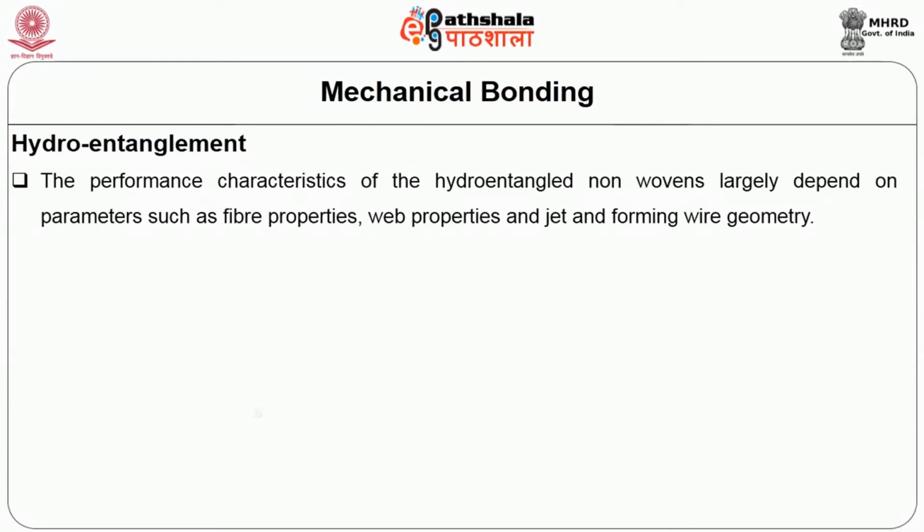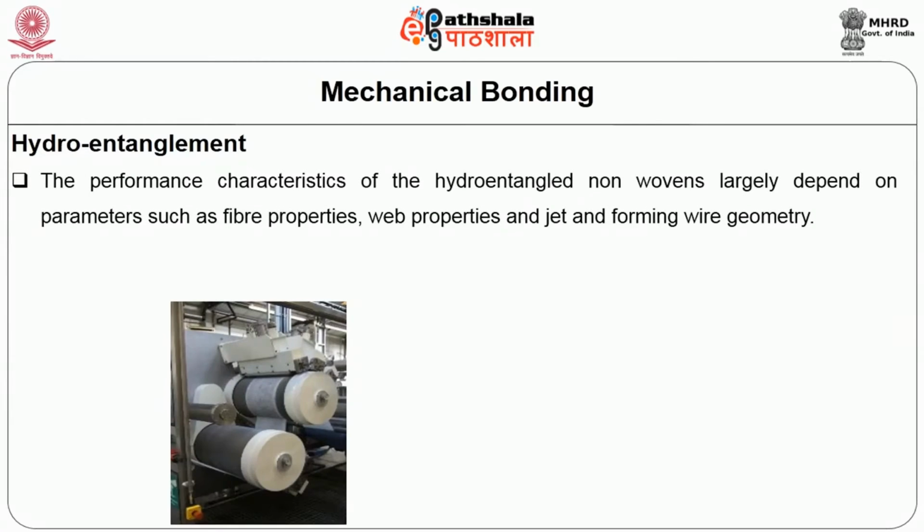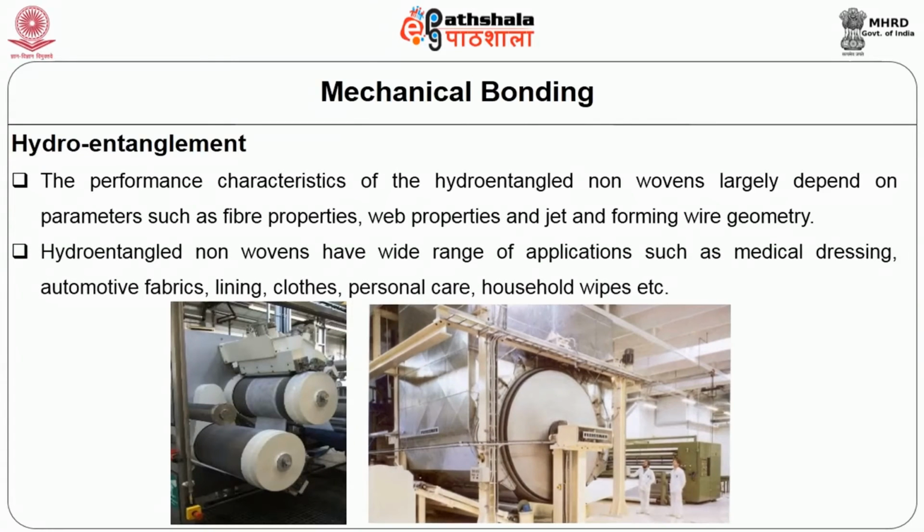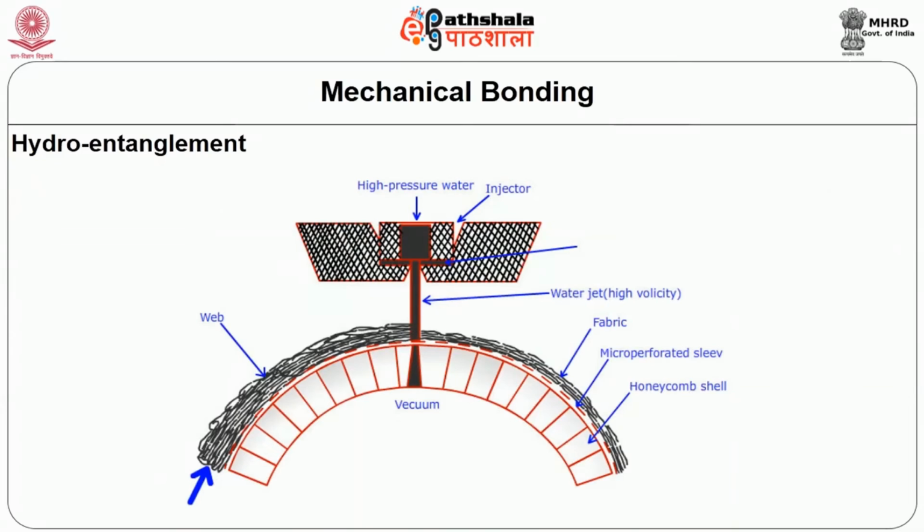The performance characteristics of the hydro-entangled nonwovens largely depend on parameters such as fiber properties, web properties, and jet and forming wire geometry. Hydro-entangled nonwovens have a wide range of applications such as medical dressings, automotive fabrics, linings, clothing, personal care, household wipes, etc. The schematic below shows the working of a hydro-entanglement technique.